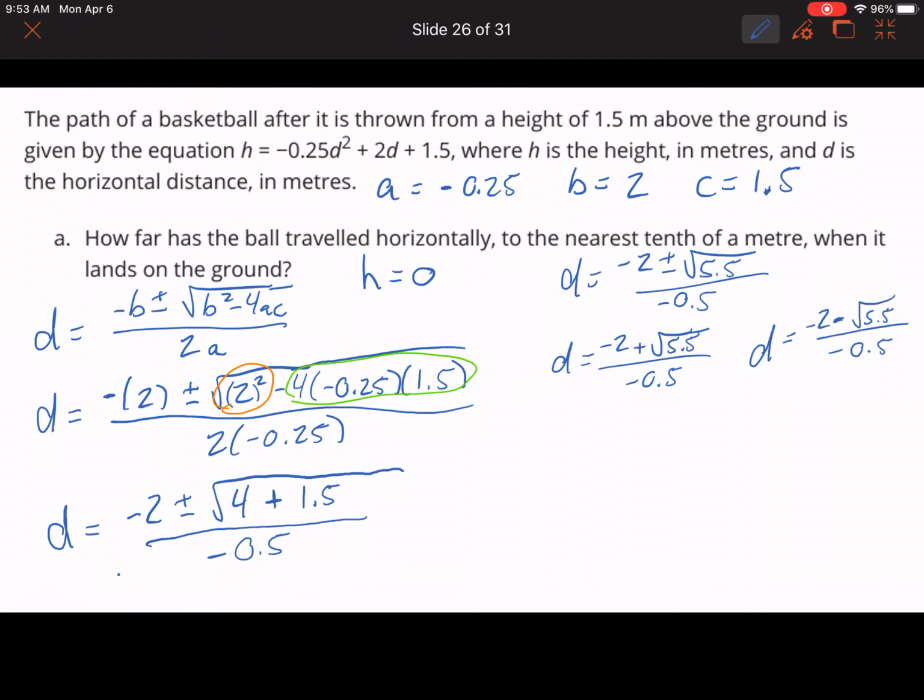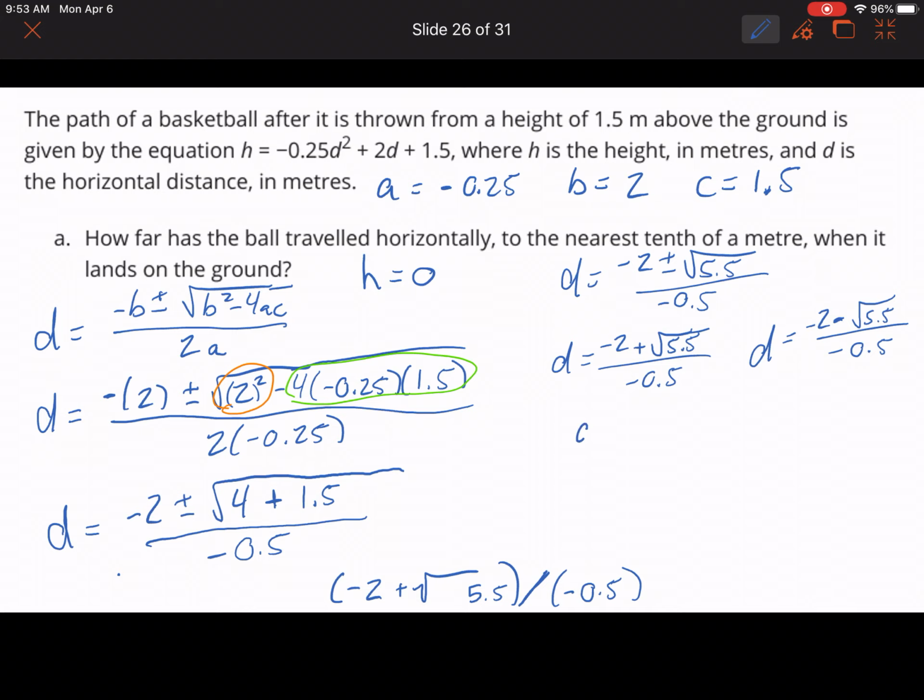So by doing this on the calculator, you might have to put it in as brackets -2 plus the square root sign, then 5.5 brackets, and then division, and then -0.5. Make sure you know how your calculator works. What buttons do you have to press in what order? What things do you have to put in brackets in order to do this? If you need help with your calculator, please talk to me.